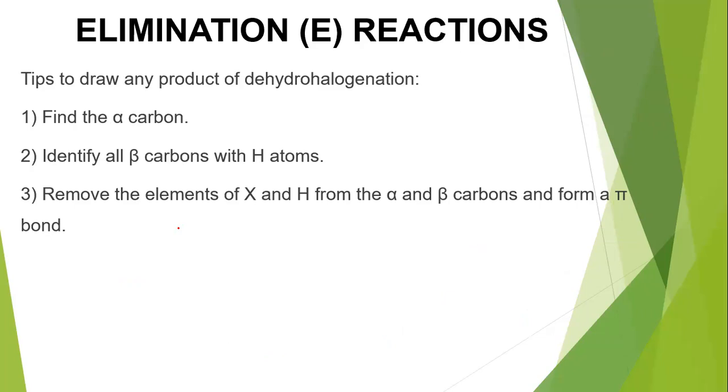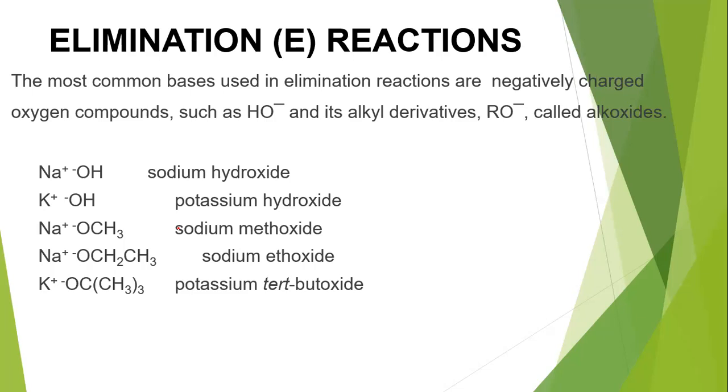These are the steps we are supposed to follow. We are supposed to find the alpha carbon. The alpha carbon will be the carbon bearing the halogen, and then we identify the beta carbon. The beta carbons will be all the carbons around the alpha carbon, and then we remove the halogen from the alpha carbon, and then remove the hydrogen from any of the beta carbons at each step, and then form new products, right? Good. Now, when we remove that, the two of them will form an unsaturation or a pi bond. Very simple. And then the condition we need for the elimination is a base.